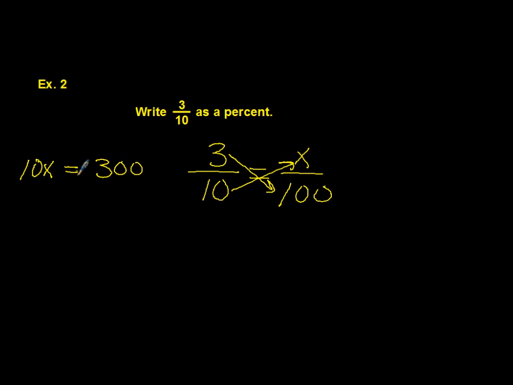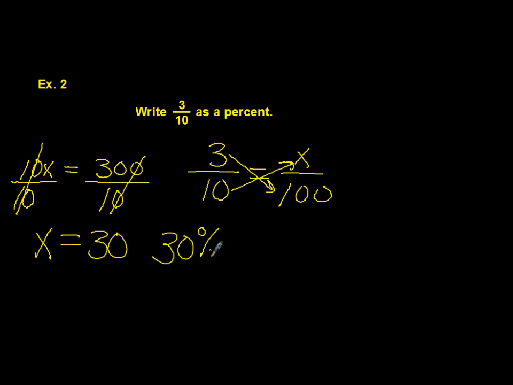Now we need to isolate the variable. In order to do that, on the left-hand side, we'll divide by 10. And on the right-hand side, we'll also divide by 10. Our 10's cancel out here. We're left with x equals 30. So our answer is 30%. Now you may have realized already that 3/10 is 30%, but you also need to understand the procedure of how to change it into a percent.